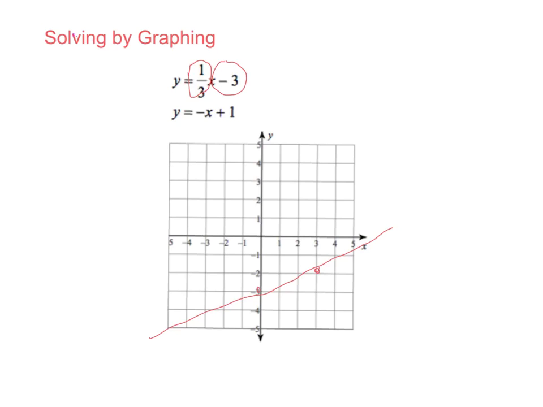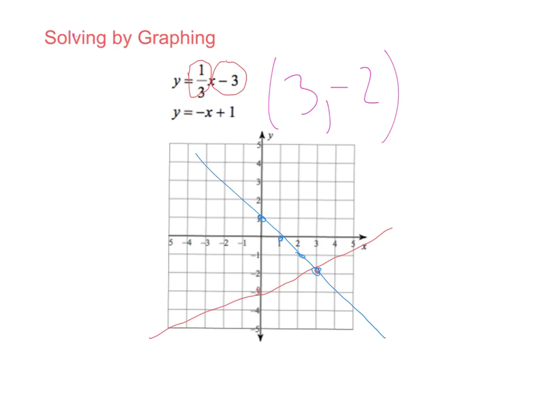Then if we go to y equals negative x plus 1, 1 is our y-intercept, and then negative x is going to be down 1 over 1 to the right, down 1 over 1 to the right, and that should give us the line of our second equation. And then we see that the lines cross at 3, negative 2, so we'll write it as an ordered pair, (3, negative 2), and this will be the solution for both equations to get them equal to each other.